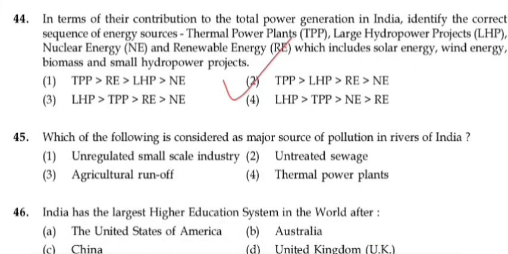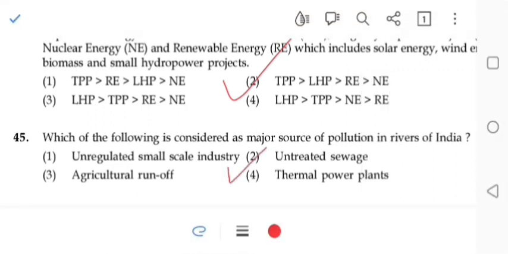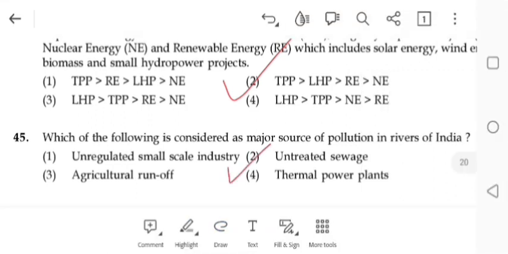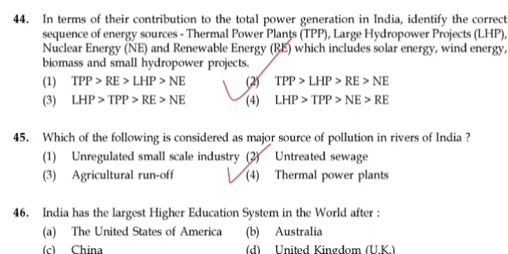45, which of the following is considered a major source of pollution in rivers of India? Unregulated small scale industry, untreated sewage, agricultural runoff, thermal power plants. 45 number 2, untreated sewage is the major source of pollution in rivers of India. Untreated sewage, that is true. All the garbage and all the wastage are dumped in the rivers, and rivers are a pivotal part of the ecosystem. Without rivers, human beings or even animals, no soul can survive.